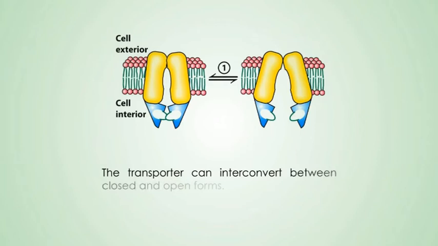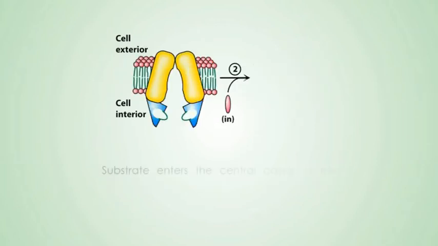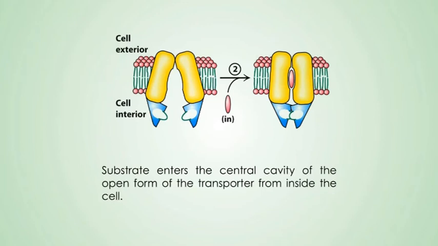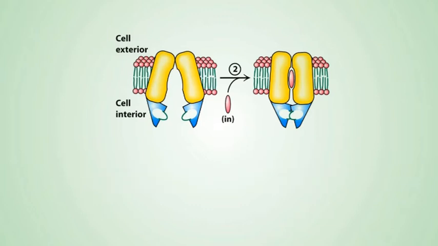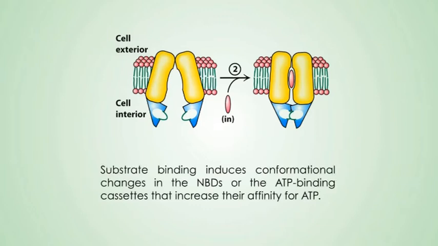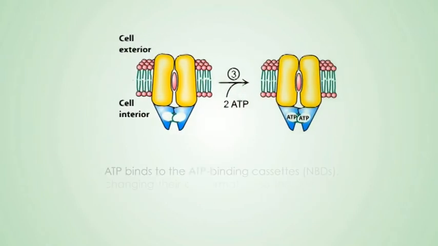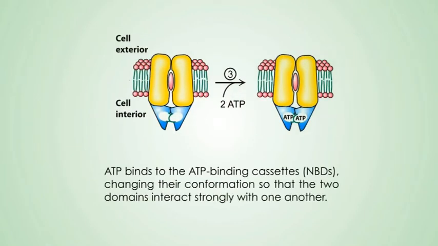The transporter can interconvert between the closed and open forms. Then substrate enters the central cavity of the open form of the transporter from inside the cell. Substrate binding induces conformational changes in the NBDs, or the ATP binding cassettes, that increase their affinity for ATP. Then ATP binds to the ATP binding cassettes or NBDs, changing their conformation so that the two domains interact strongly with one another.